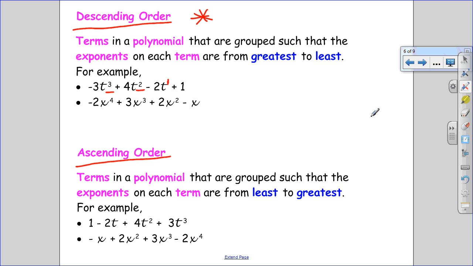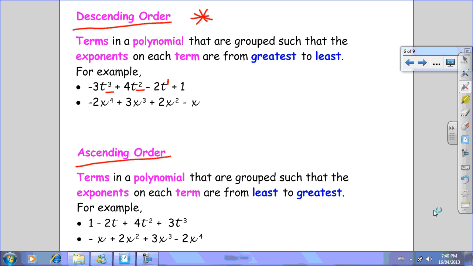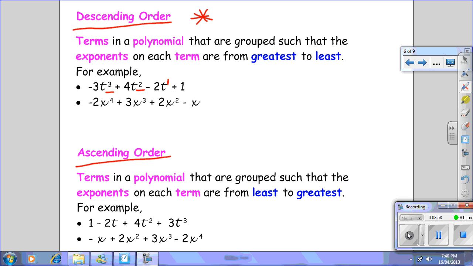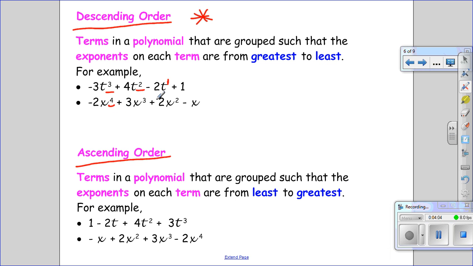Again, if you look at this one here, sorry about the interruption, guys. If you take a look at this one, the term with the exponent of 4 is written first. The term with the exponent of 3 comes next. The term with the exponent of 2, and this term here has an exponent of 1, even though we don't see it in the polynomial.